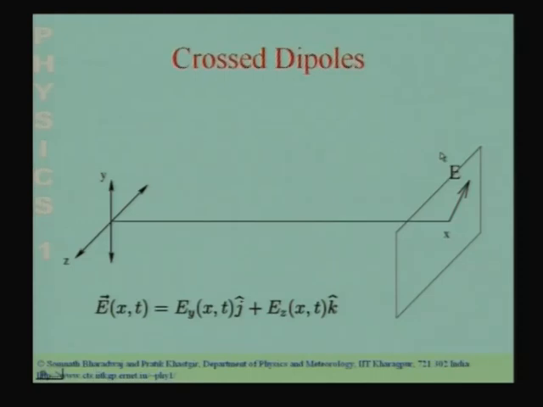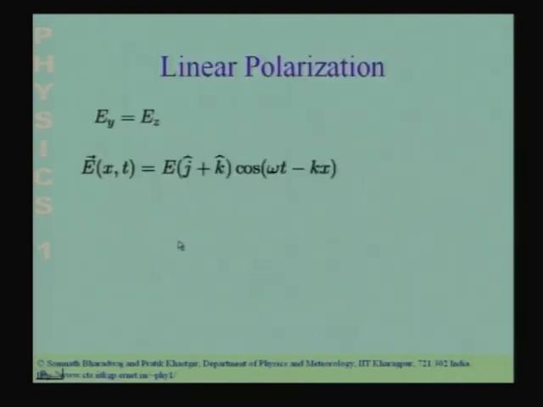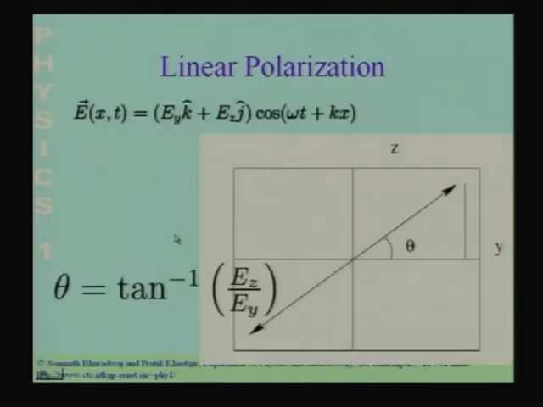So, let me again just remind you of the situation that we are discussing. We are discussing a situation where exactly the same signal is fed to these two dipoles which are crossed, and in this situation the electric field over here is going to oscillate at 45 degrees to the y z axis. Now, let us next consider a situation where the amplitude of the currents being fed to the y and z axis differ, but the phase of the current being fed here and here are exactly the same. So, this is the next situation that we are going to discuss.